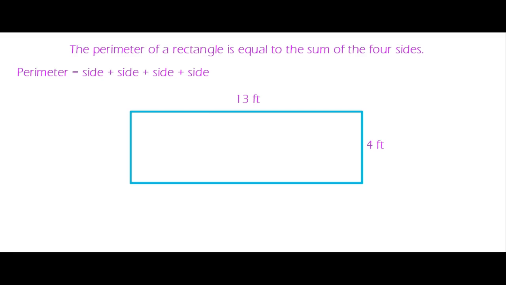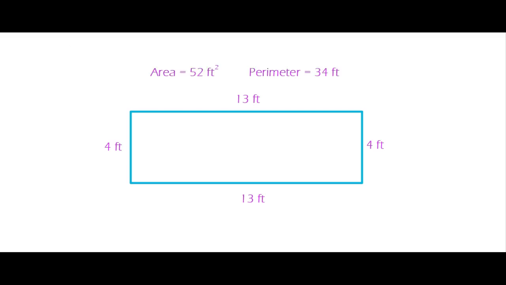Now, to find the perimeter, we simply add the length of all of our sides together. And if those sides are 13 and 4, then we will be adding 13 plus 4 plus 13 plus 4. Now, whenever we do that, we get a perimeter of 34. 34 what? Well, what's our unit? Our unit is feet. So therefore, our perimeter is 34 feet. So with this particular rectangle, we have an area of 52 square feet and a perimeter of 34 feet.